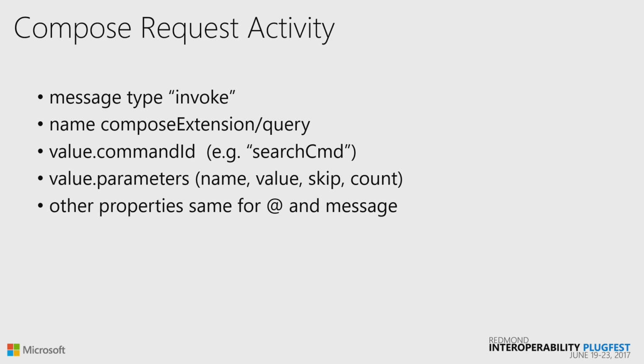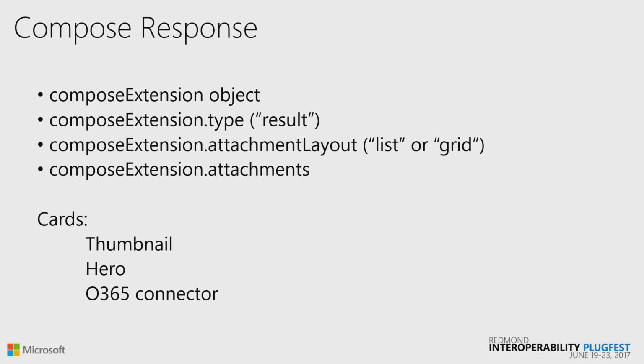So the request comes into the bot as a message type invoke with the compose extension query, and then some command, which in this case would be the search command, followed by some parameters and anything else. So it could have @messages, or @mentions or messages in it. And what it responds with is the compose extension object, including the type result. Attachment layout can be list or grid, so it can be a list or a grid of images and things, and then the actual array of attachments, which are going to be these cards associated with the items. So it's kind of like a dictionary that gets sent back.